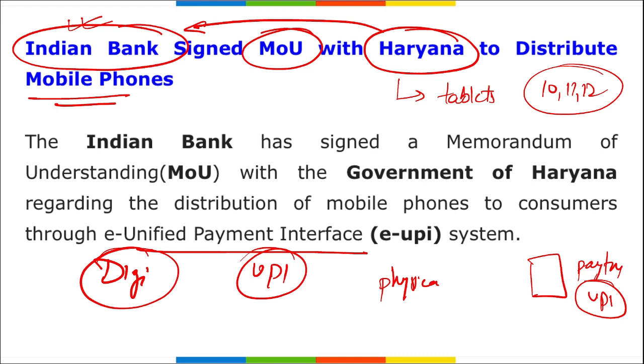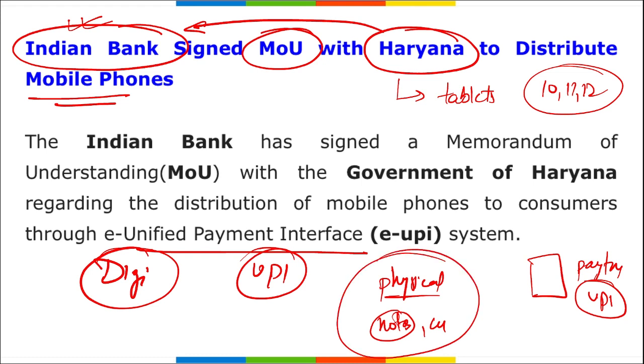What is physical money? The notes that you carry, the currency, in-hand currency. These UPIs are using the online transaction that you are doing, the online money. This is the digital money and the physical money is the money that is present in your hand. So remember, Haryana has tied up with Indian Bank to distribute mobile phones in their state.